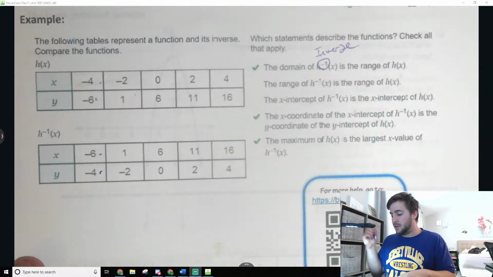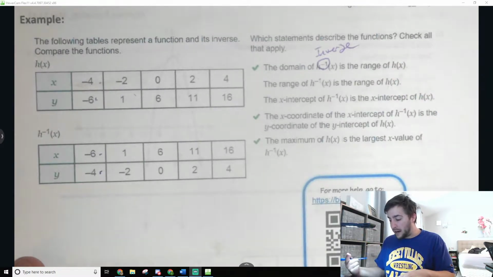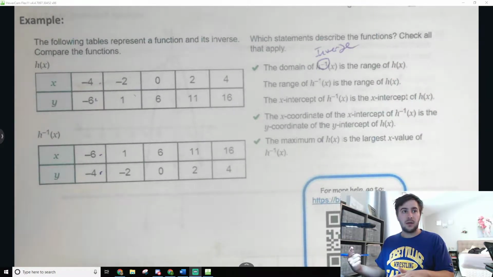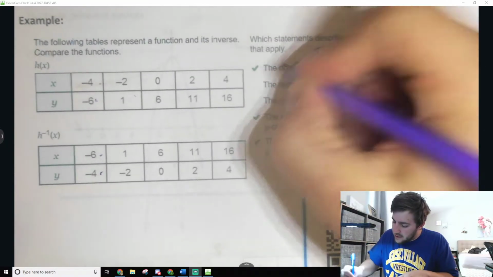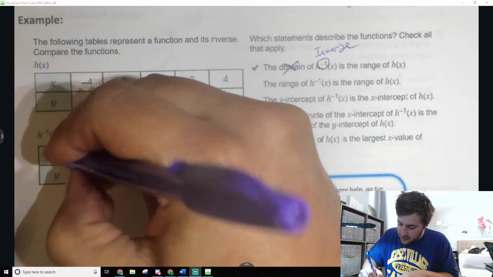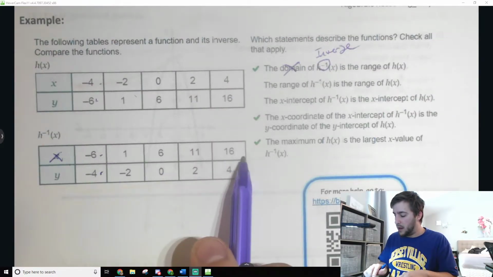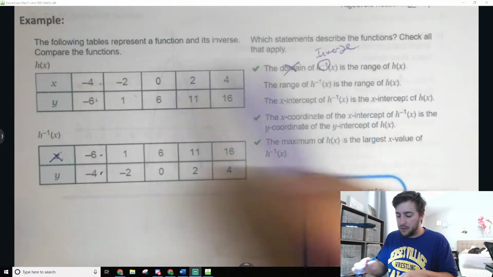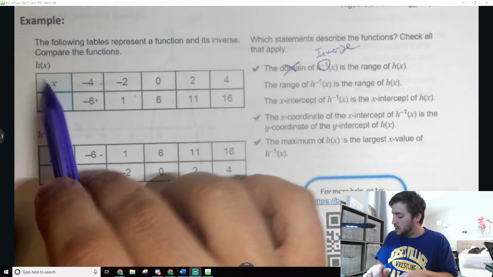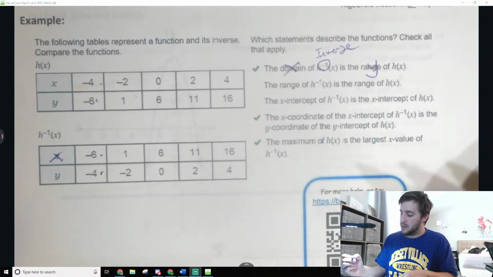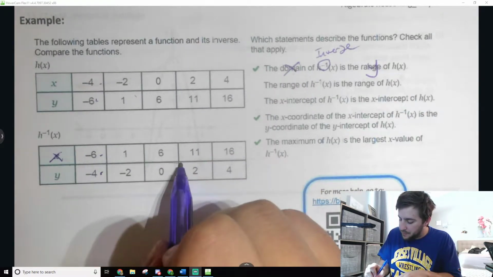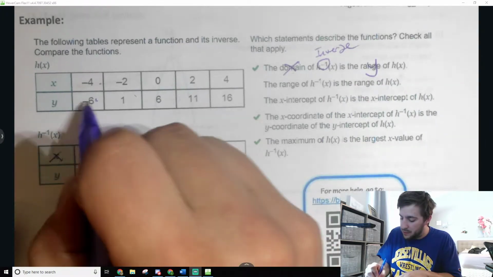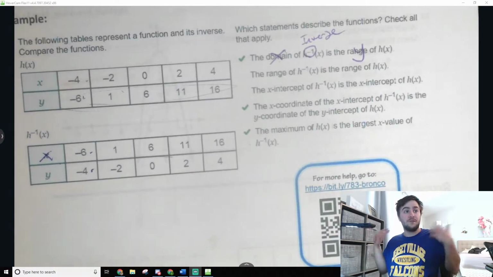Okay, the domain of h inverse is the range of h of x. Well, remember, domain is the x's. So it's saying that the x's of the inverse are the range of the original function. Range is the y's. So that means what they're saying is that the domain, the x's, have to be the same as the range, meaning the y's. And that's true because they flip-flopped.